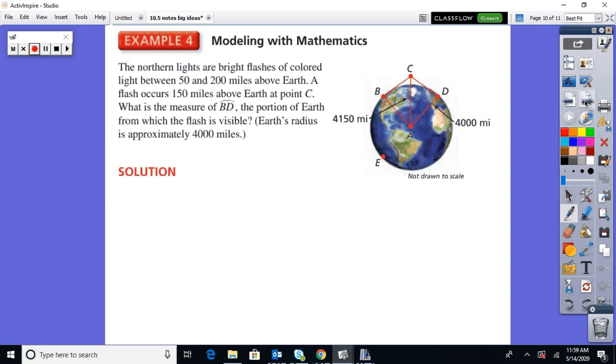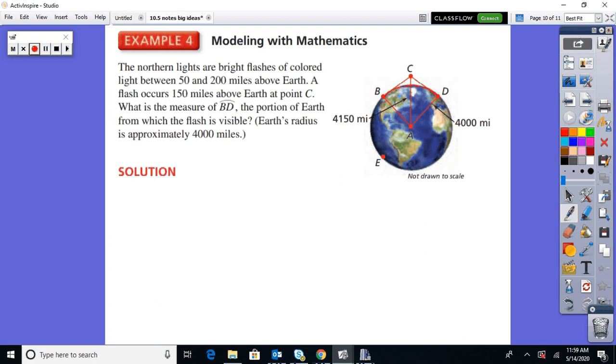All right, final concept today, my friends, and it's just an application throwing back some SOHCAHTOA at you. Northern lights are bright flashes of colored light between 50 and 200 miles above Earth. A flash occurs 150 miles above Earth at point C. What's the measure of arc BD, the portion of Earth from which the flash is visible? Earth's radius is approximately 4,000.